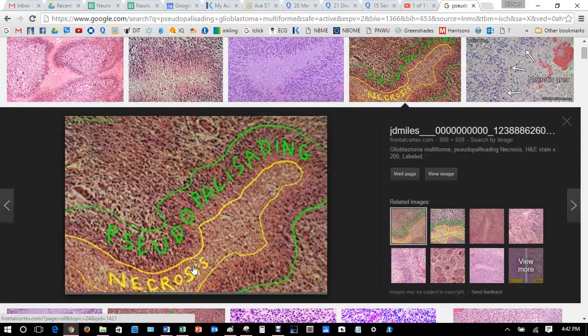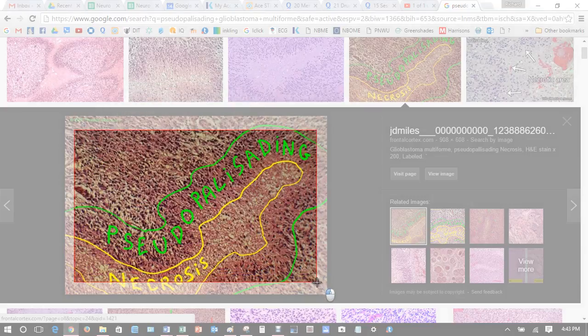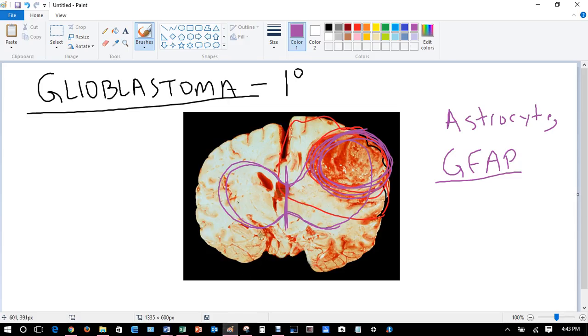So here's the area of necrosis, and then around the edge it's almost like it's building up a little palisade or a wall around it, right? They call it pseudopalisading because I think normal palisading occurs around blood vessels, I believe. I don't remember, to be honest with you. So that's the pseudopalisading going on there. Good image of that. So let's keep talking about this now.